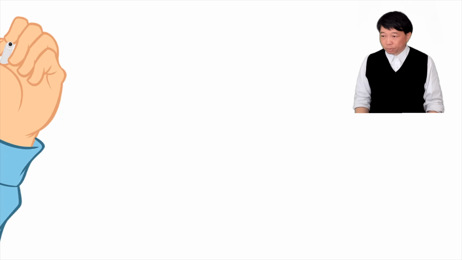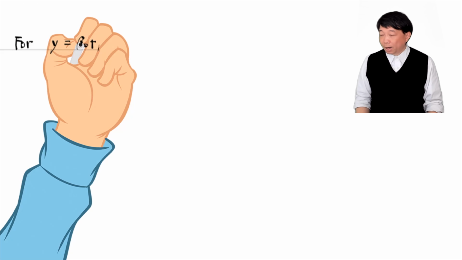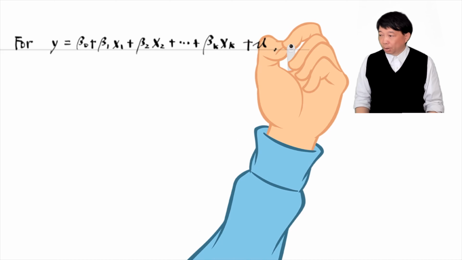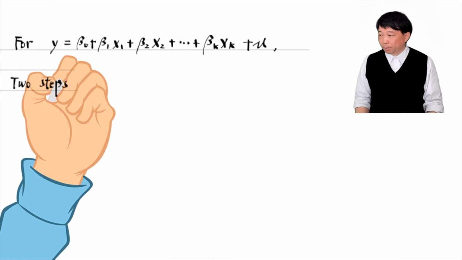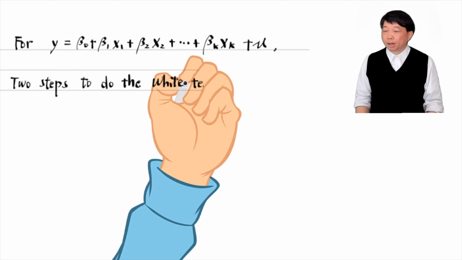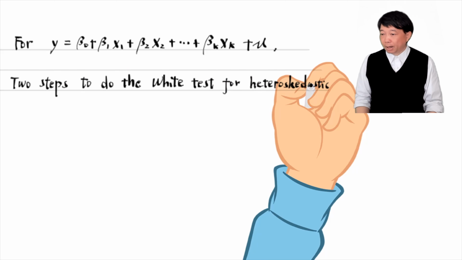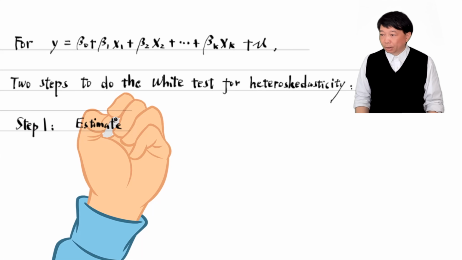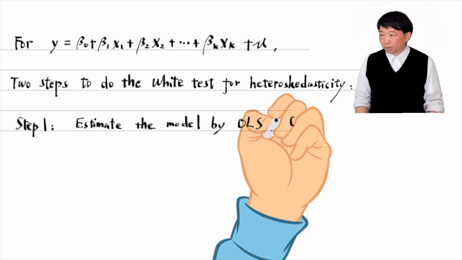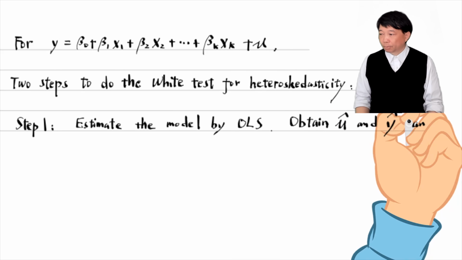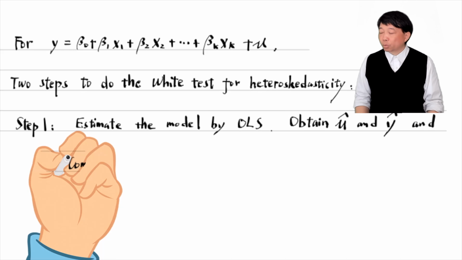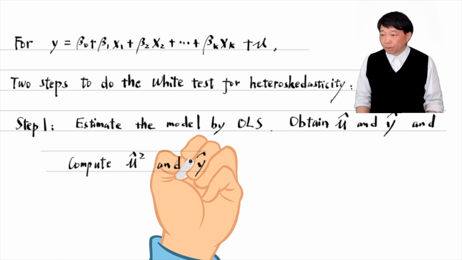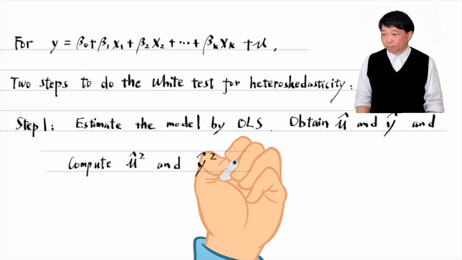There are two steps to do the White test for heteroskedasticity. For a multiple linear model with k explanatory variables, we estimate the model by OLS in the first step. We obtain the residuals and the fitted values after regression. We then compute their squares. By doing so, we have all the elements for the auxiliary regression.